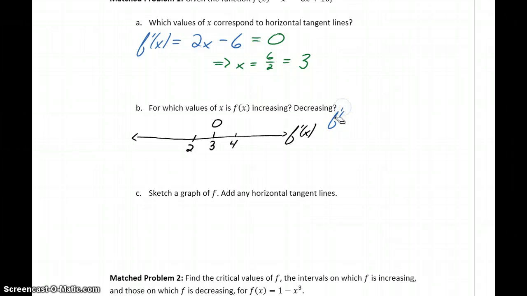So the first thing we'll do is evaluate our first derivative function at positive 2. That would give us negative 2. And evaluating our first derivative function, excuse me, at 4 would give us positive 2. So when x equals 2, our derivative function is negative. When x equals 4, our derivative function is positive.